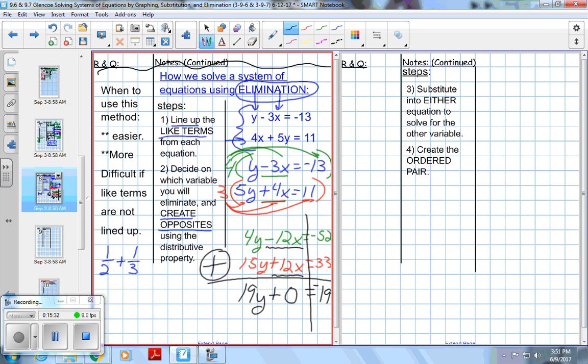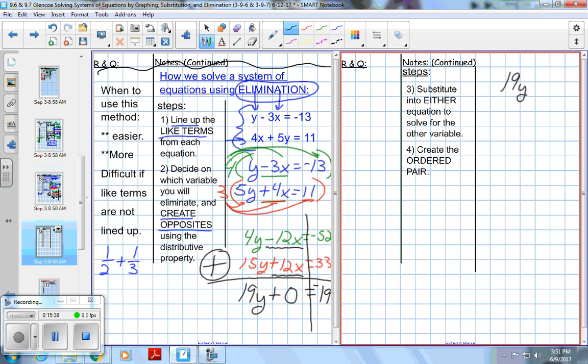Now I'm going to shift to the right page here, but 19y plus 0 is really just 19y equal to negative 19. So when we created opposites on each other, we eliminated a variable. And what that does is make a simple equation for us to solve. This one-step equation will help us figure out that y equals negative 1.